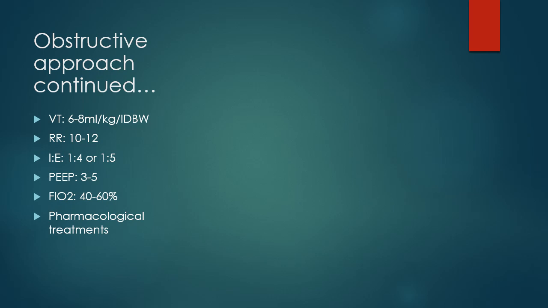And then we just need to make sure that we're continuing pharmacological treatment. So continue duo-nebs, continue magnesium sulfate drips, epi drips if needed. Make sure you've given some Dex, and then ketamine is a great pre-intubation RSI medication to use and a great post-intubation medication to use because of the bronchodilation effects of ketamine.